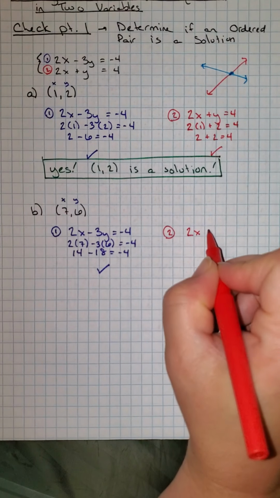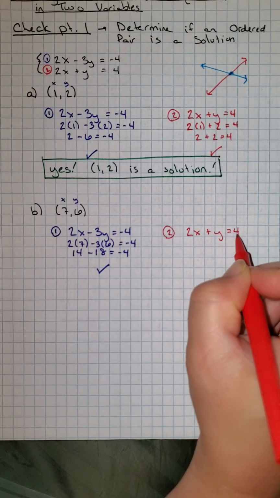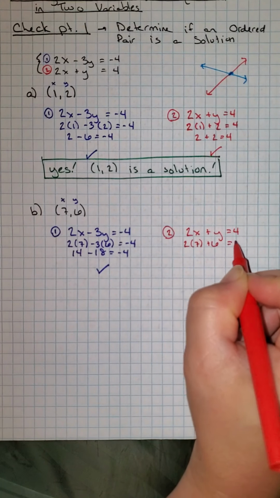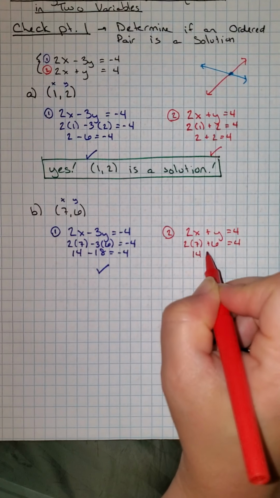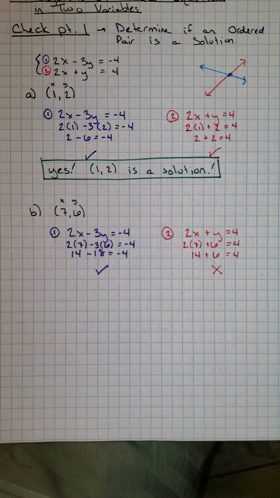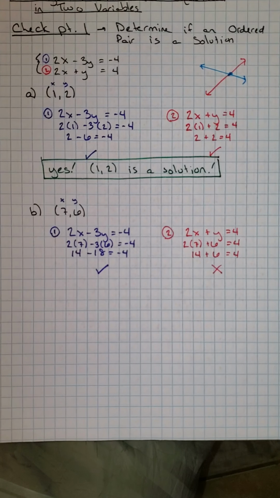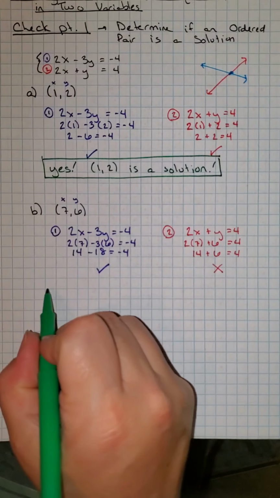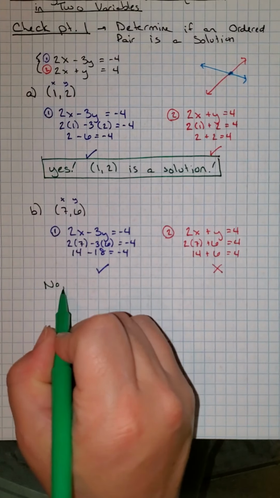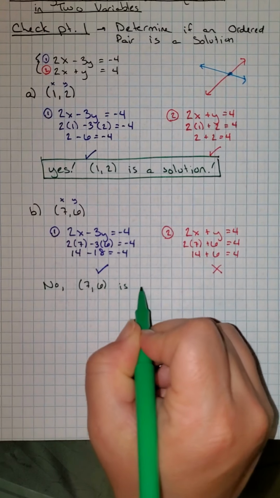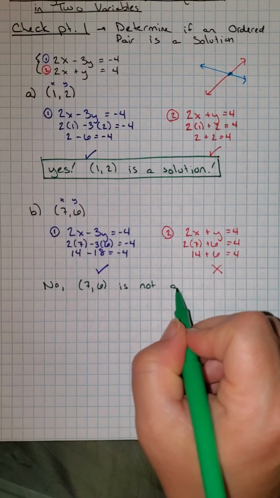Our second equation, 2x plus y equals 4. So we have 2 times 7 plus 6, does it equal 4? 14 plus 6, does it equal 4? Nope, it sure doesn't. So this is not a solution. It lies on one of the lines, but not the other. So 7, 6 is not a solution.